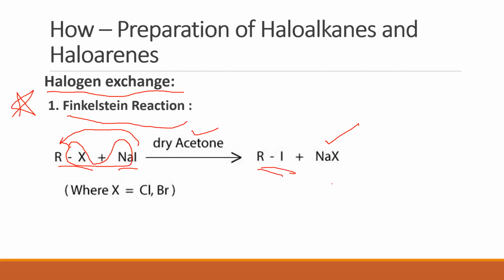Clear? So this is a reaction where a halogen, which can be either chlorine or bromine, is exchanged with whom? With iodine. And who is providing that iodine? Sodium iodide. And this reaction happens in the presence of dry acetone. Clear? You get an alkyl iodide and NaX.